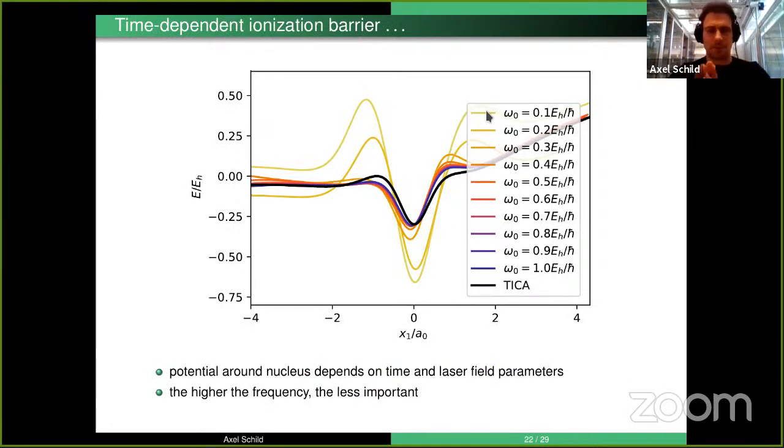Now what you might have also seen is that there is this time-dependent ionization barrier. So this is the core region, and your electron is ionizing from here somewhere out. And this is just shown for one snapshot. This barrier is really drastically dependent on your laser field parameters, especially on the central frequency. The higher the frequency, the less time dependent it is. But for low frequencies, there can be a very, very strong effect here. And this is something that you really have to include, because if you want to describe tunnel ionization, for example, the barrier through which you're tunneling is very important. So you need to somehow include this effect.